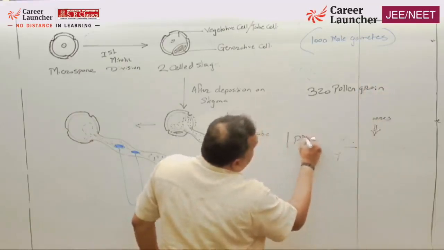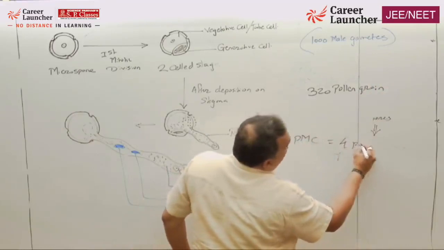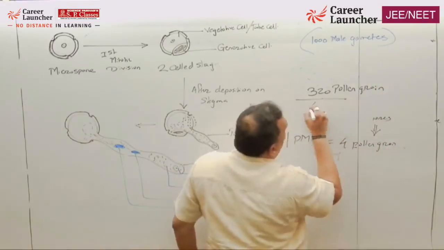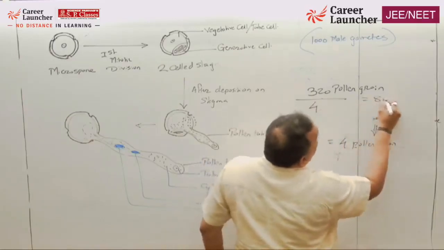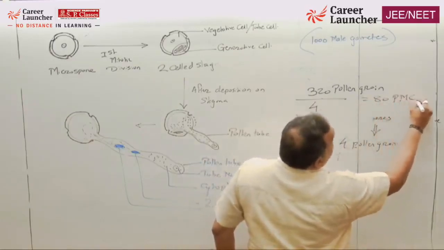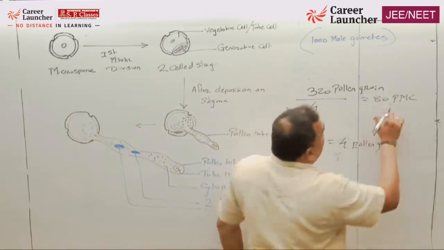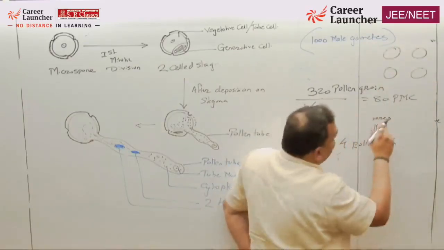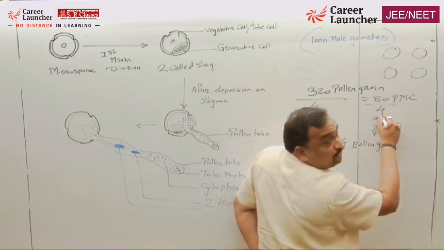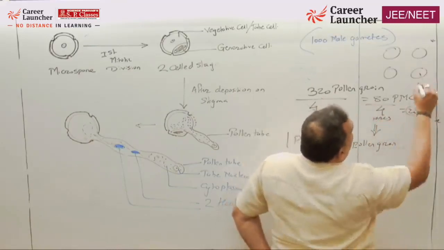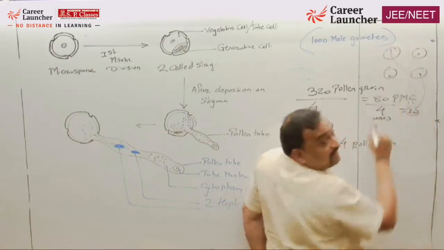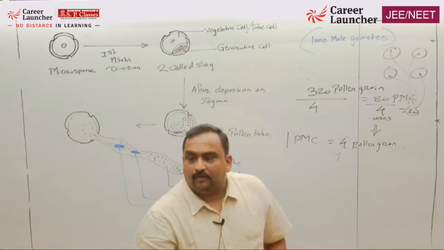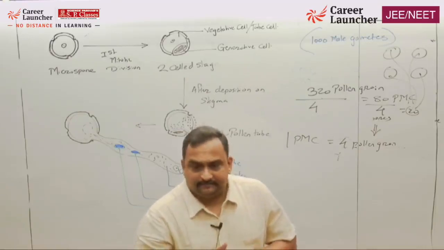See, I have 320 pollen grains, right? 1 PMC produces 4 pollen grains, right? So 320 pollen grains will be produced by 80 pollen mother cells, right? But in a stamen there are 4 microsporangia, barabar. So 80 will be divided by 4, which comes to 20. So 20, 20, 20 and 20. I hope you understand. Clear? So how many? 20.